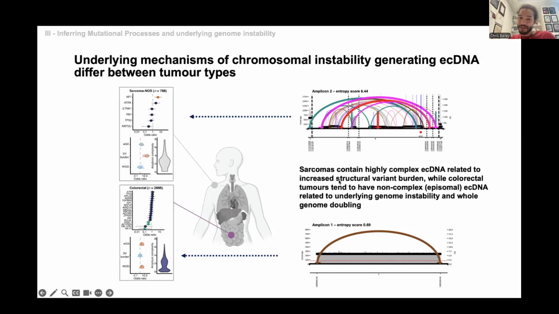And when we stratified this by tumor type, we found that sarcomas contain highly complex ecDNA related to increased structural variant burden, whilst colorectal tumors tended to have non-complex, thought to be episomal ecDNA, more related to underlying genome instability and whole genome doubling. So sarcomas, highly enriched in structural variants and known to have a high prevalence of chromothripsis, tended to form these very complex ecDNA, whereas colorectal tumors tended to be more episomal and related more strongly to whole genome doubling and genome instability.